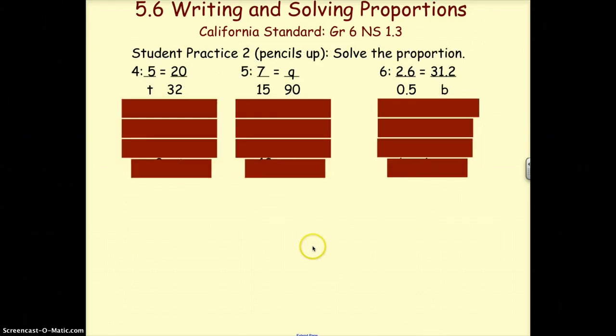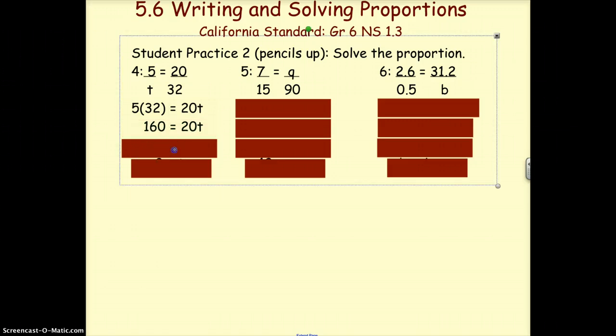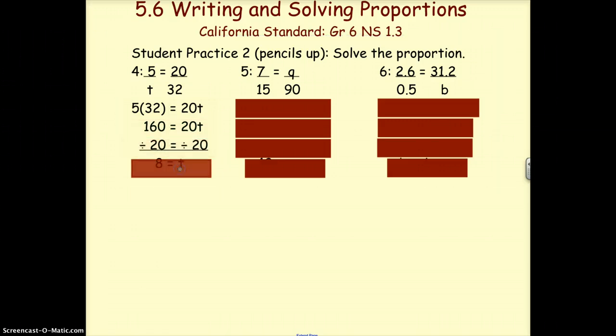So go ahead and try these out. Notice some have decimals and some do not, so some will be a little easier than others, but go ahead and try them out. Okay, hopefully you did pretty well on these. Cross multiplying, multiply, divide, and you have your answer.